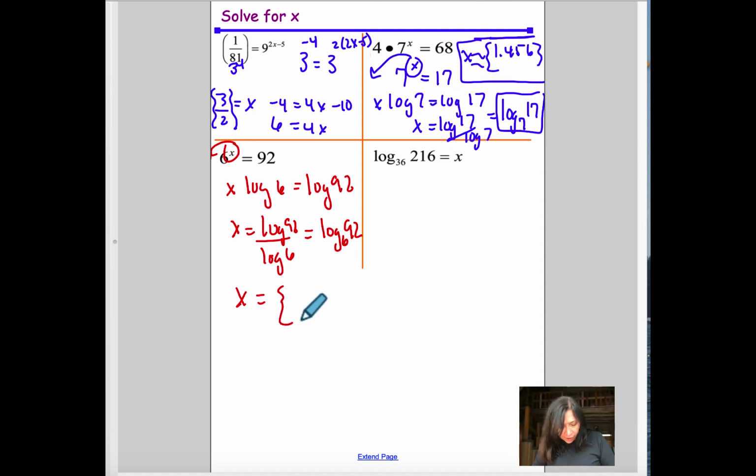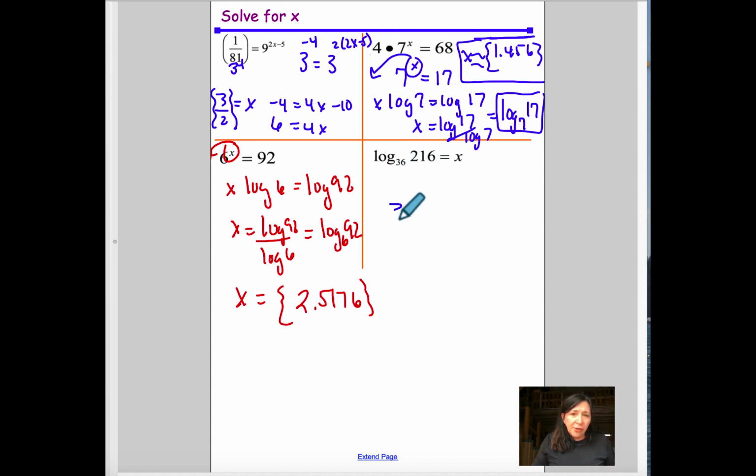So that would be log of 92 divided by log of 6, and I get 2.5176. Okay. For this problem here, you're going to convert this from log to exponential, find the inverse.